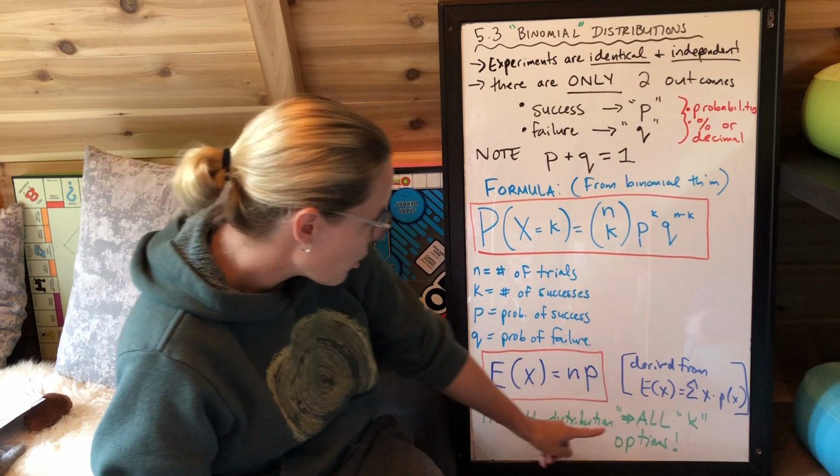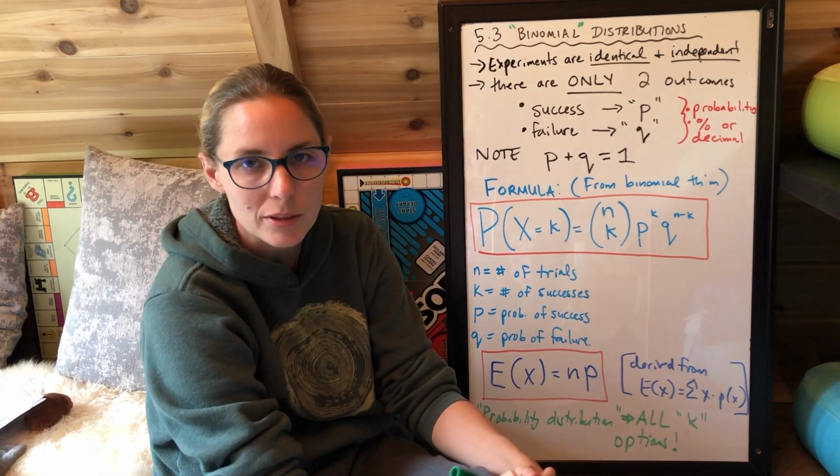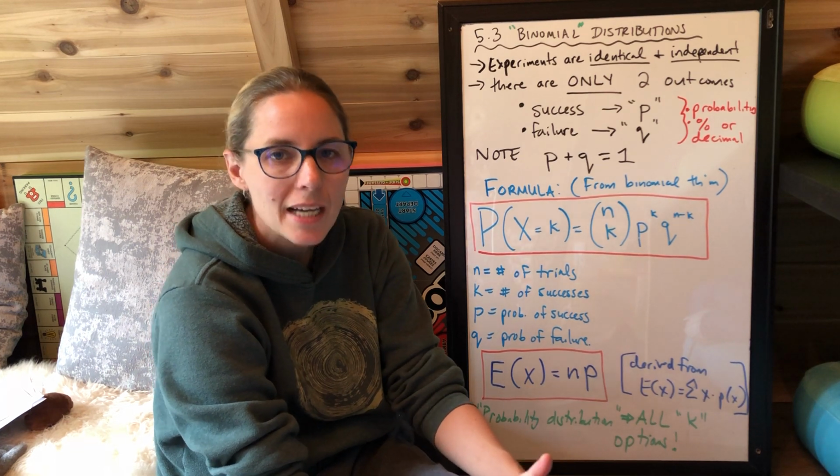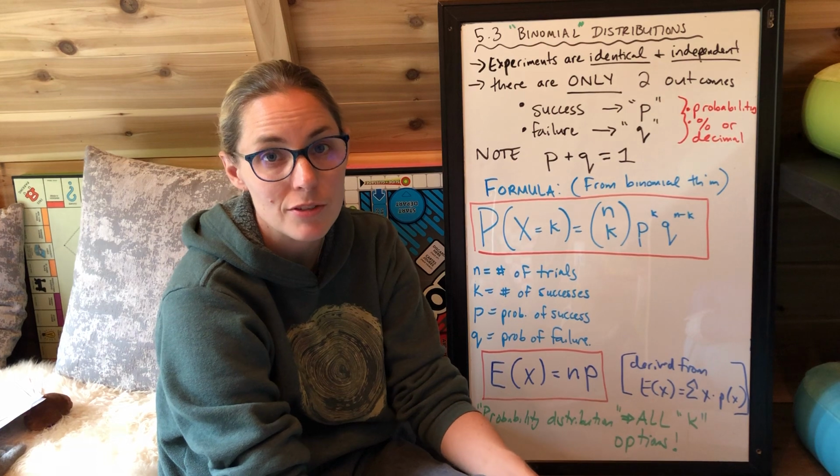Okay, the very last thing I want to talk about before I do a couple examples is if they ask you to find the whole probability distribution. An entire probability distribution is looking at all the possible numbers of successes you can have.